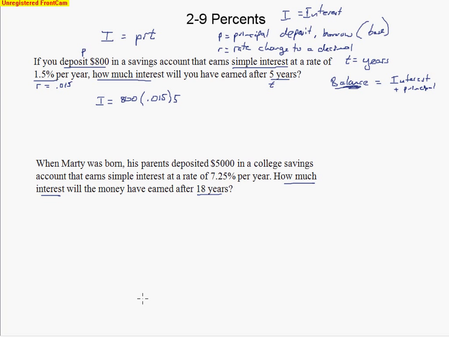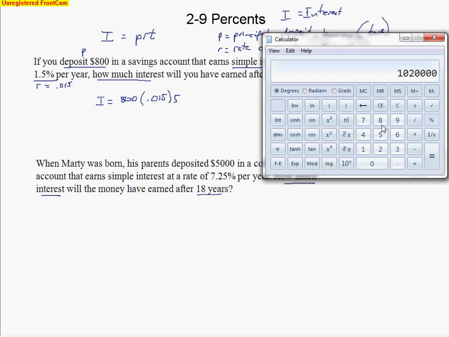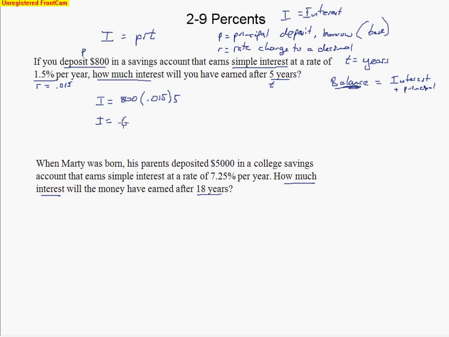So let's go ahead and plug those numbers into the calculator. So we have 800 times 0.015 times 5. That gives me 60. So I equals $60. They're just asking for the simple interest, and that's what it'd be. If I wanted to find out the balance, it would end up being the 800 plus the 60. And so that'd be $860 if they asked for that. But in this case, they just wanted the interest.